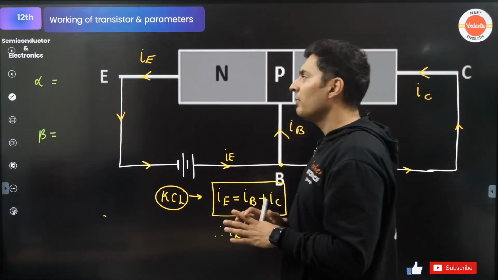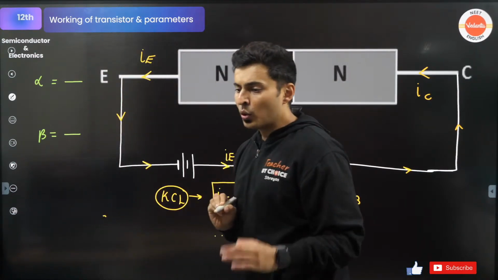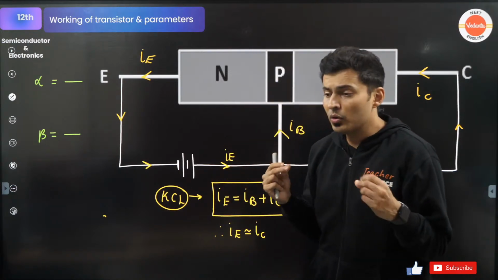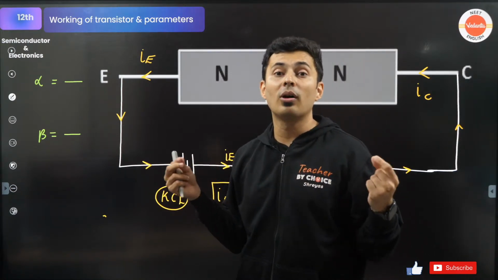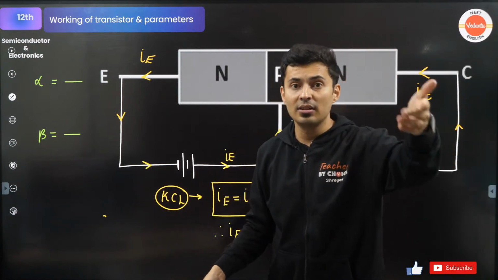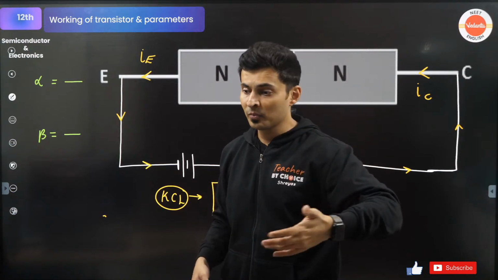So what are these parameters, alpha and beta? They are nothing but ratios of currents. Whose ratio? Always remember, collector. Do you know collector is a very important government position? Like you have IAS officers, Tahsildars, IPS officers, commissioners, right?